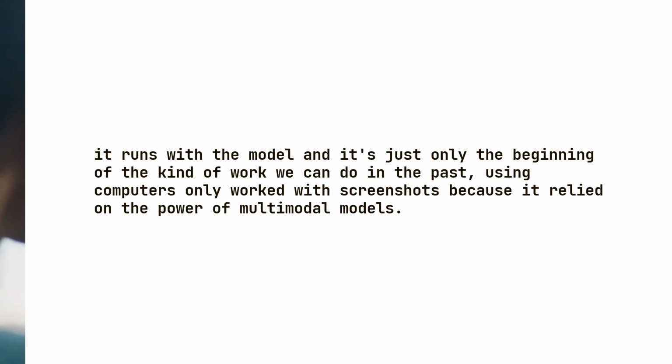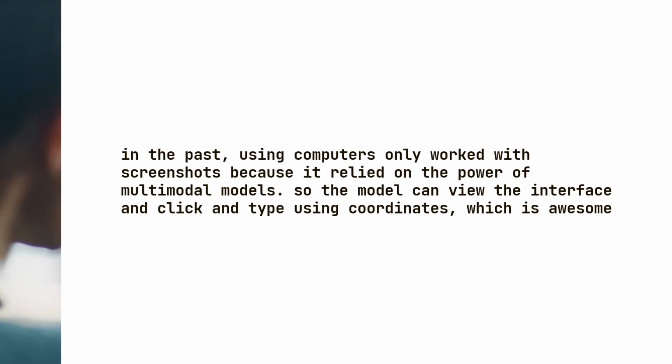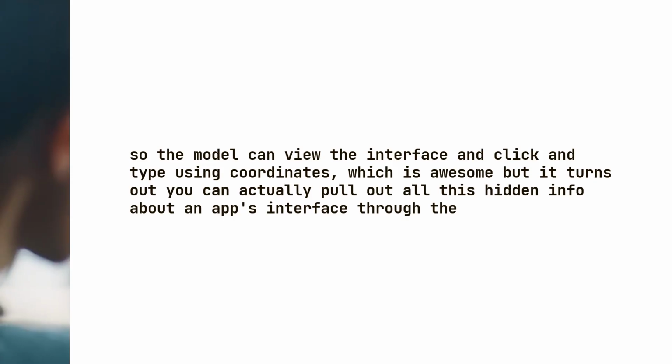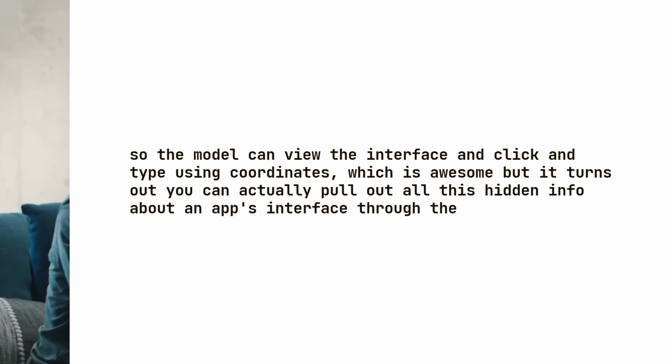In the past, using computers only worked with screenshots because it relied on the power of multimodal models. So the model can view the interface and click and type using coordinates, which is awesome. But it turns out you can actually pull out all this hidden info about an app's interface through the accessibility framework. And so we have spent a lot of time figuring out how to use this in a way that boosts what the model can do. We grab a ton of text that describes the interface, and the model can use that to see things even off screen, so it understands every element that's on screen more deeply. And so this just makes the model super accurate at performing tasks.